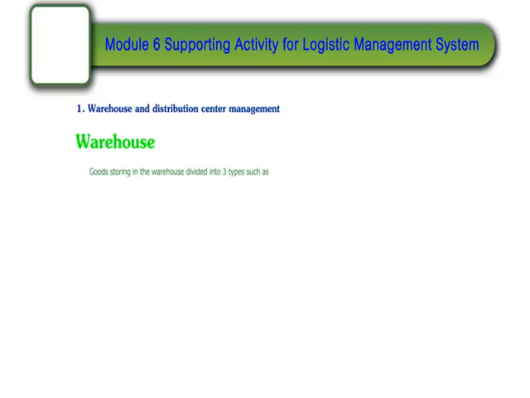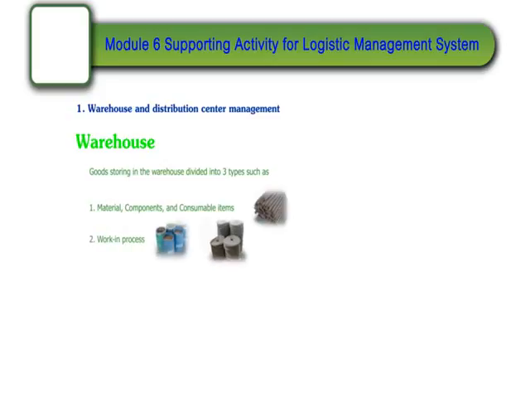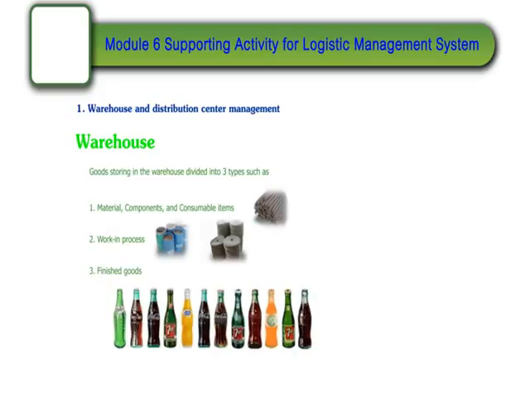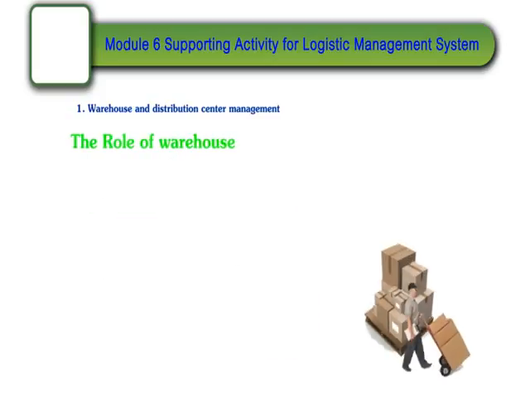Goods stored in the warehouse are divided into types such as material components and consumable items, which are items purchased from suppliers. Work in process are the items produced in-house, waiting to be processed or assembled into finished good products. Finished goods are the items that are used to support customer service, including products returned from customers.